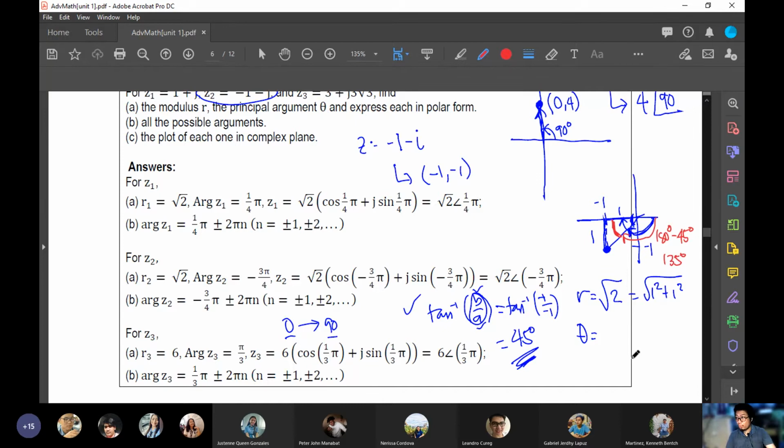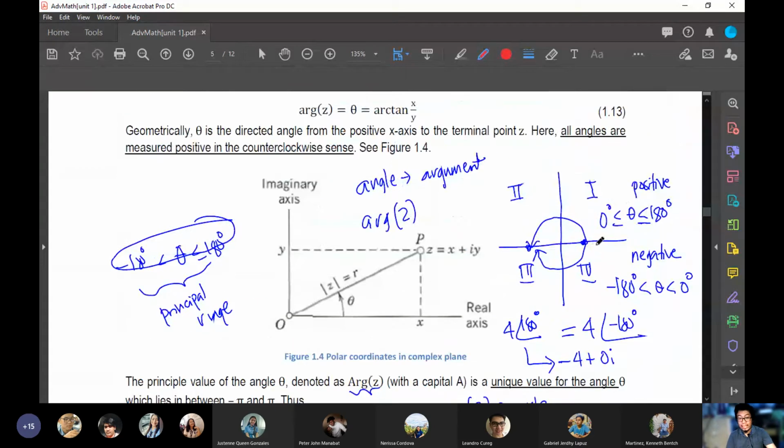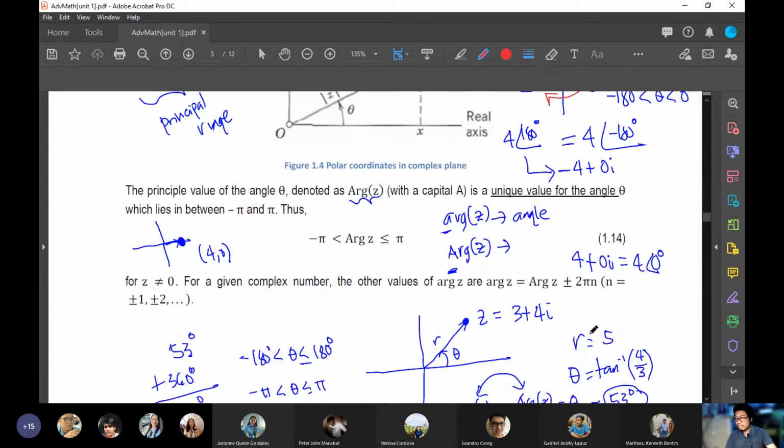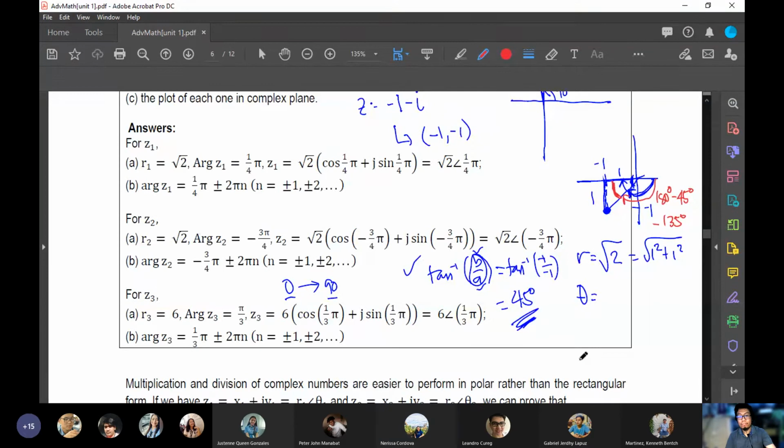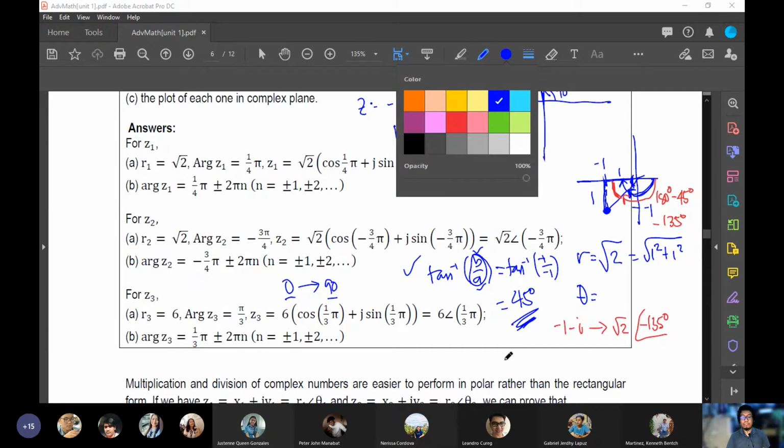And then, as we have established from this one, since we're measuring your angle in a clockwise sense, this angle should be negative. So therefore, yung negative 1 minus i in rectangular form should be written as square root of 2 bar angle negative 135 degrees. Is that clear? Okay, sige. Put down your hands.